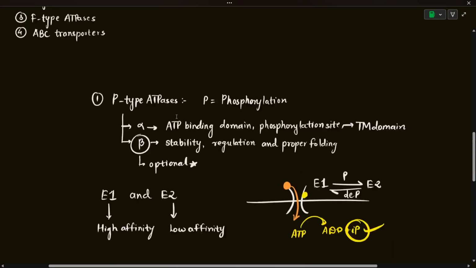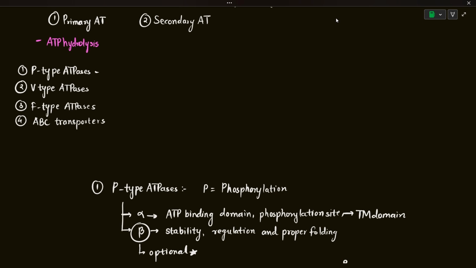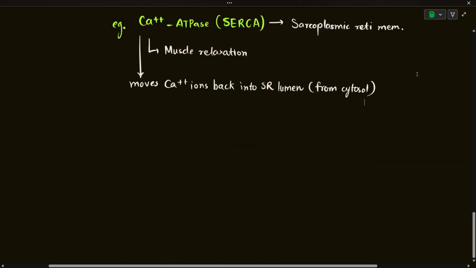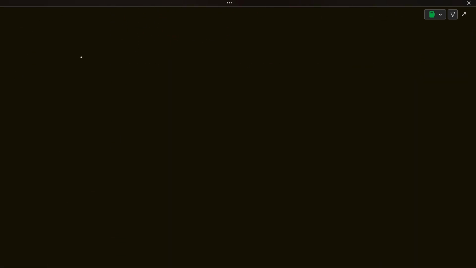So now the next one that we listed down here was the V-type ATPases. All of those types are going to use ATP, but they differ in their working mechanisms, and that is why we have categorized them in different categories. The V-type ATPases are also known as vacuolar type. Okay, so let's just learn about V-type ATPases.